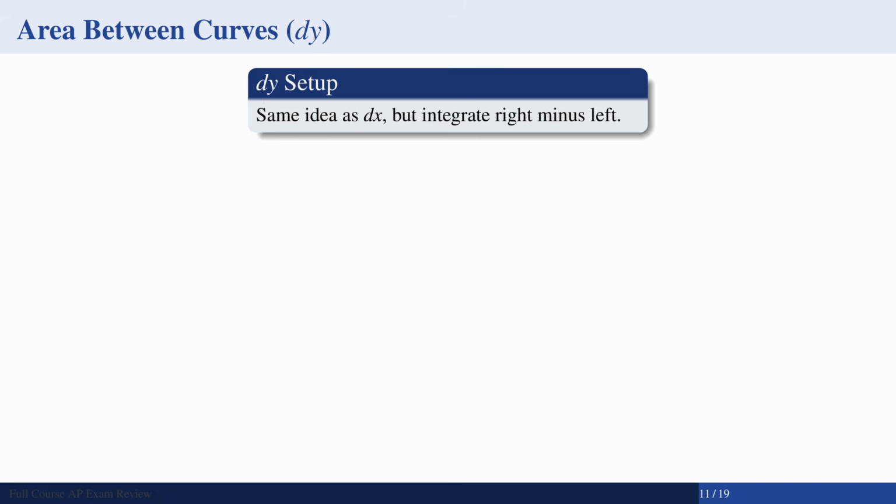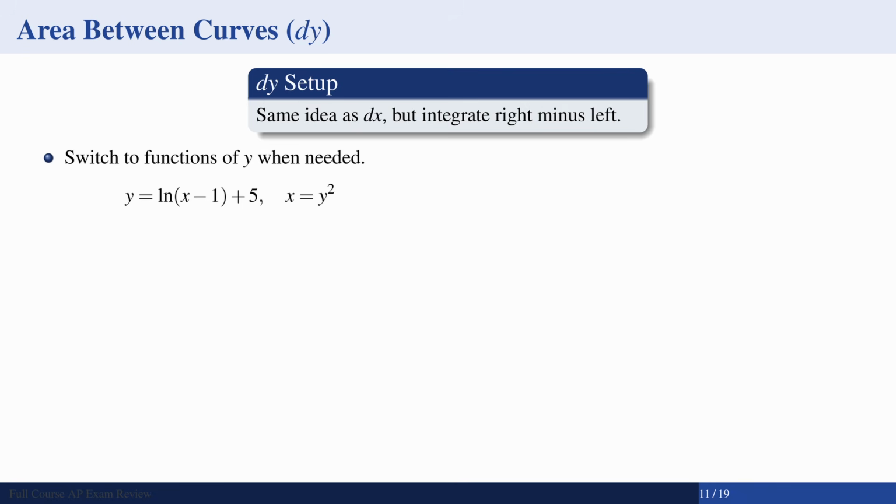Next up is area between curves, but now you're using dy. So this is the same idea as dx, but instead of integrating top take away bottom, you're going to do right minus left because that gives you a positive value when you subtract them. So one thing that you might need to do is switch to functions of y. In fact, you're definitely going to need to do that. So what I have on this slide is just 2 examples of doing that.